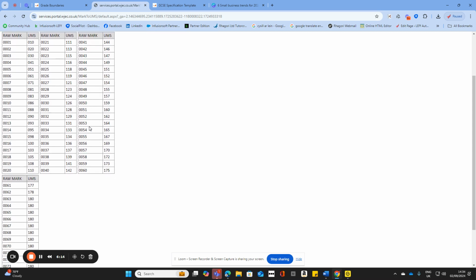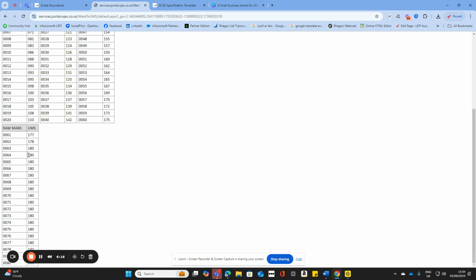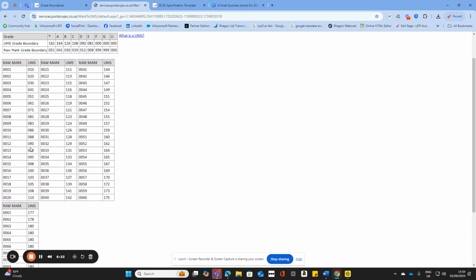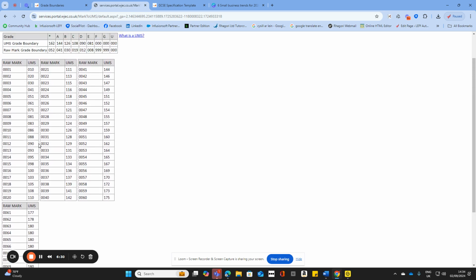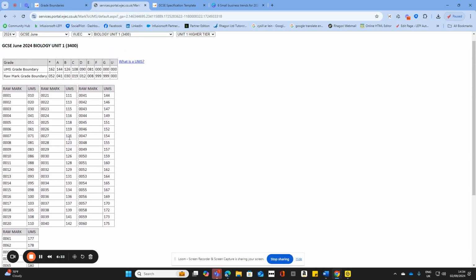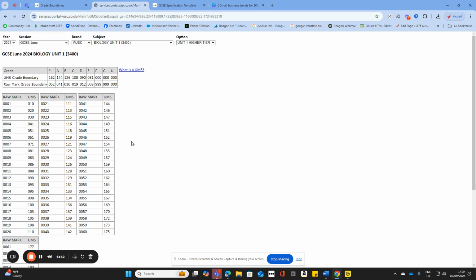Same thing is true here, though. If you achieve full UMS, it doesn't necessarily mean you had full marks on the paper. In fact, as you can see, you get to 180, which is the maximum we can get on this paper, with 63 marks out of 80. So it gives you an idea of how these papers are marked, and how that translates onto the UMS mark. If you want any further guidance about this, or to talk a little more about how we can support you, don't hesitate to get in touch.